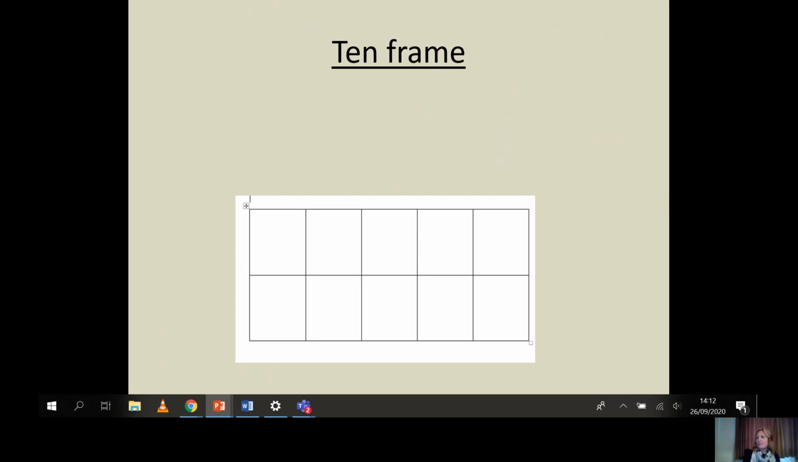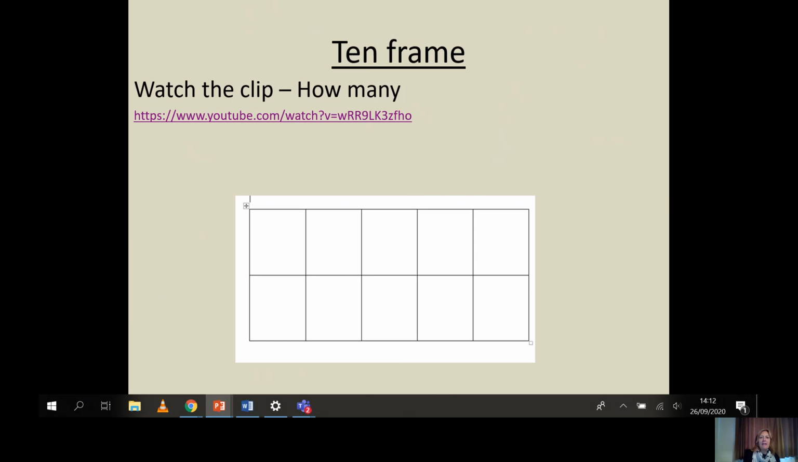10 frames. Have you ever heard of 10 frames? It's as simple as that. A grid with 2 rows of 5 on them. Okay. Have a look at this clip, and your job is to try and see if you can count, if you know how many before the number changes. Okay. Have a look.